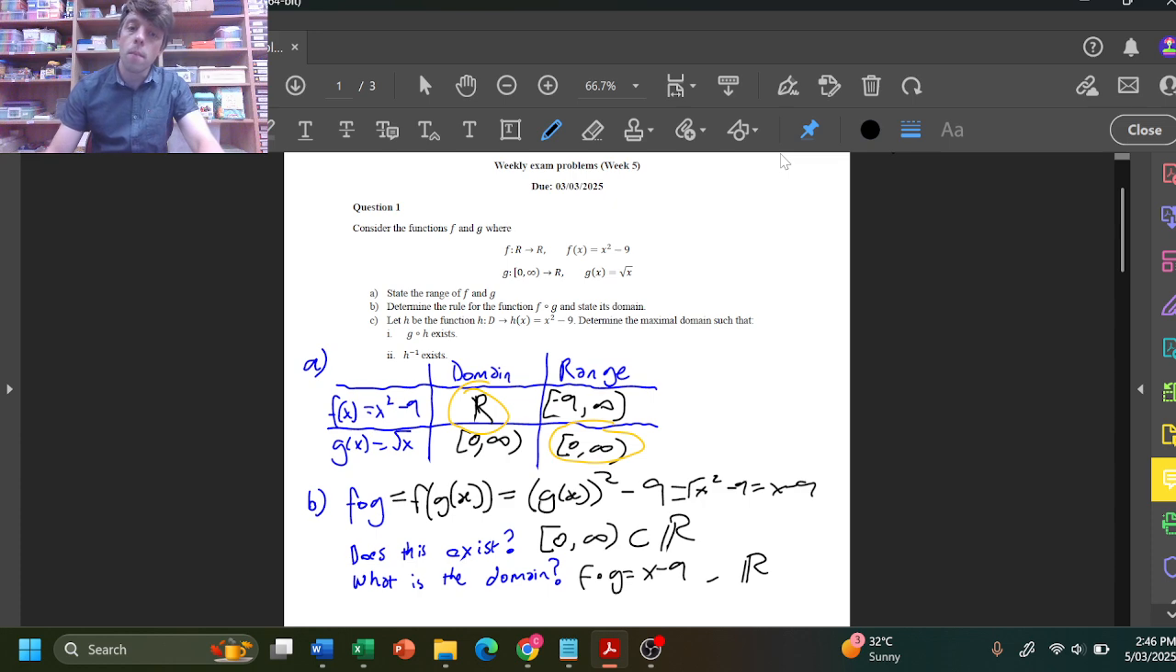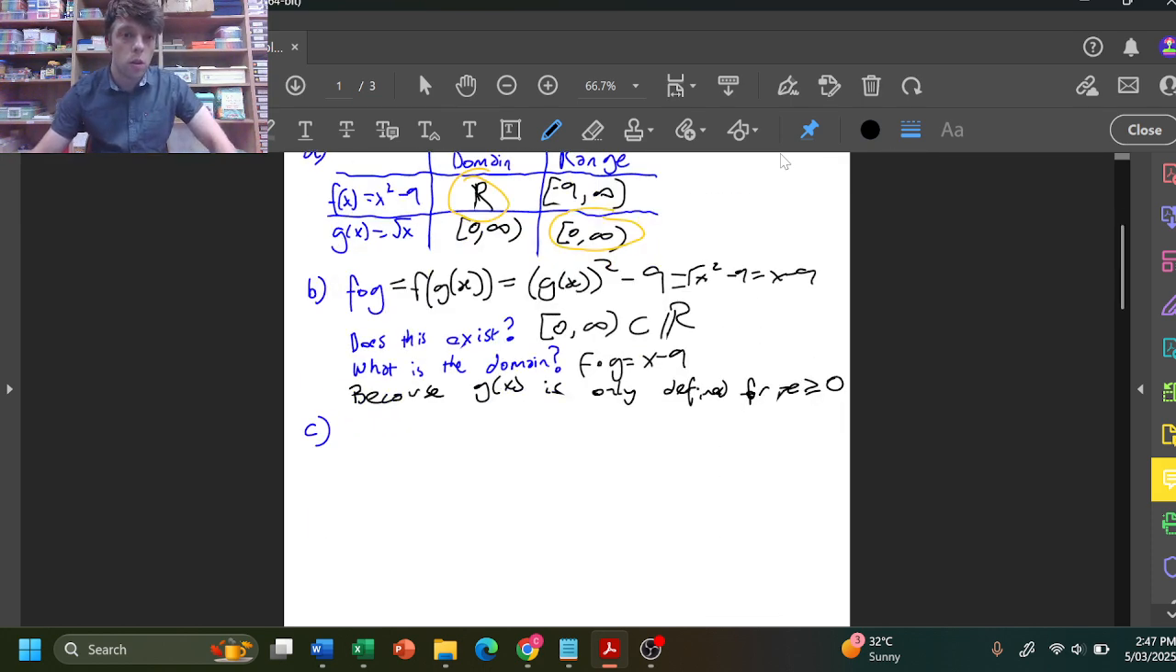It's not R. So remember, even though the square root and the square cancel out, if this is the square root of a negative number, that's our output from g of x. That needs to be defined. Like g of x needs to be defined. So because g of x is only defined for x greater than or equal to 0, that's going to be the domain of our function. So the domain needs to be greater than or equal to 0 as well. So the domain is going to be x larger than or equal to 0. So not all of the real numbers, in other words.